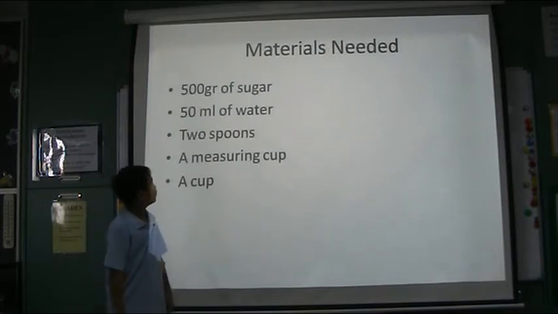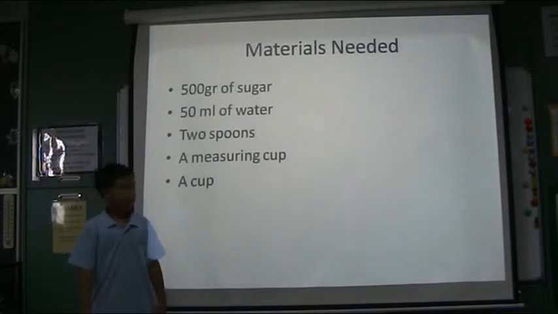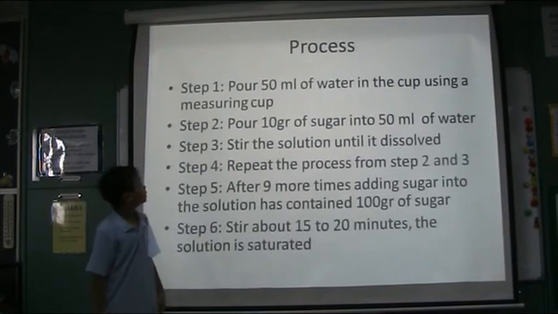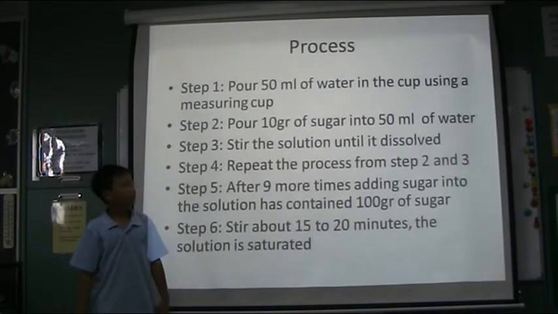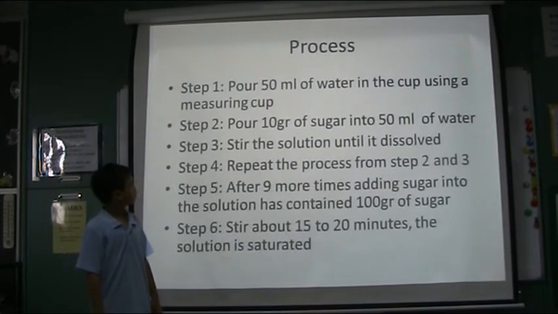The second materials needed are 50 milliliters of water and 2 spoons, a measuring cup, a cup. The process. The first step we need to do is to pour 50 milliliters of water in the cup using a measuring cup. The second step is to pour 10 grams of sugar into the 50 milliliters of water.